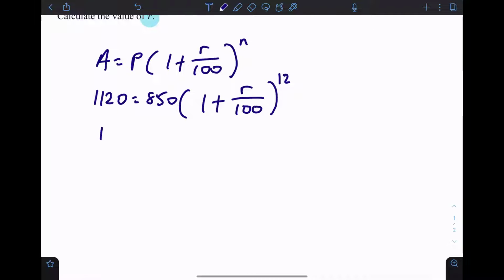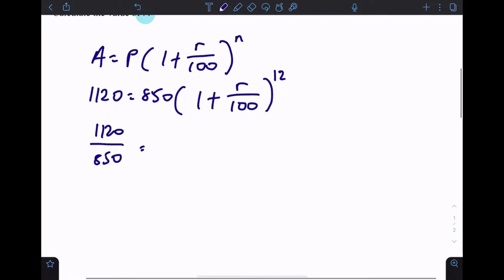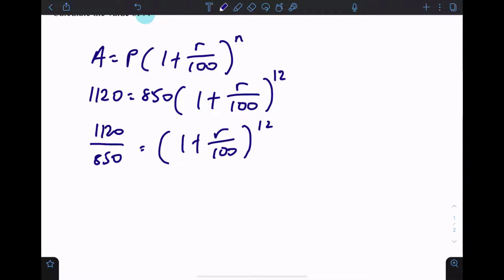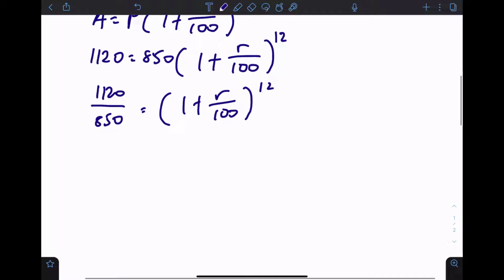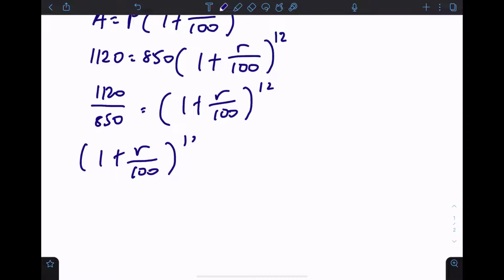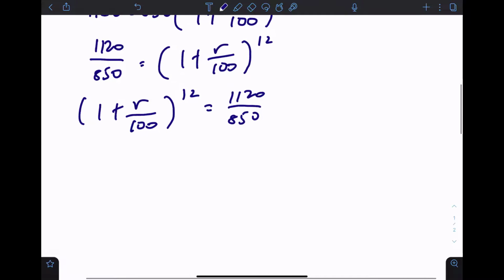How do we do that? 1120 divided by 850, and this will be equivalent to 1 plus R over 100, to the power of 12. 1120 over 850, and we need to remove the power of 12. How do we do that? We need to do a 12th root, or the technique is this.